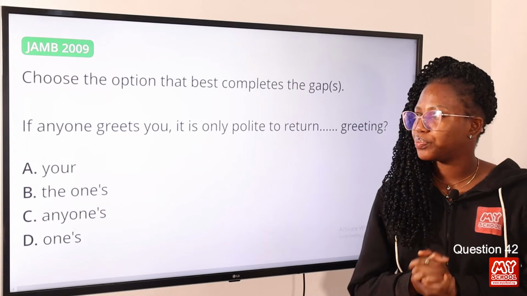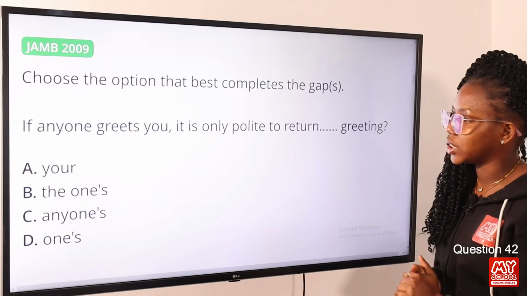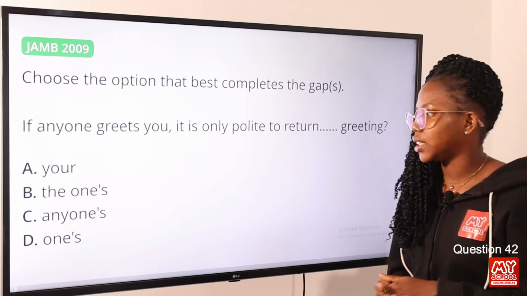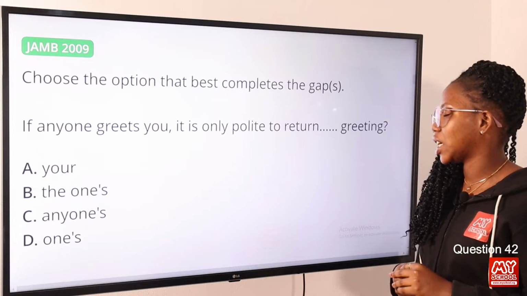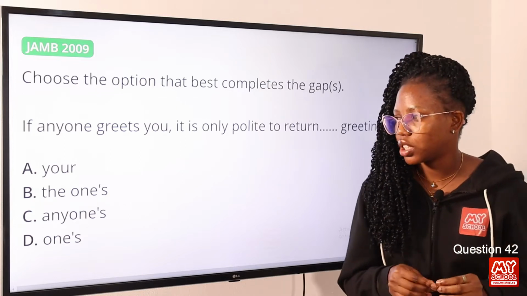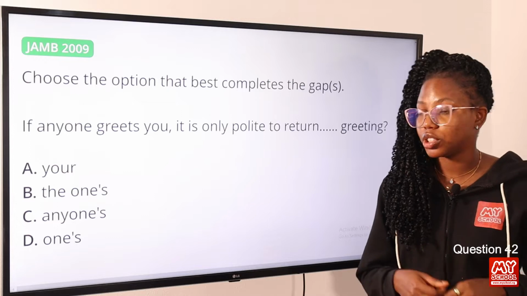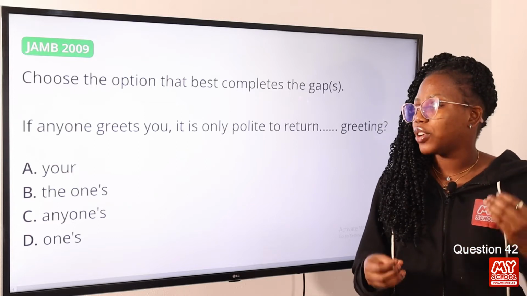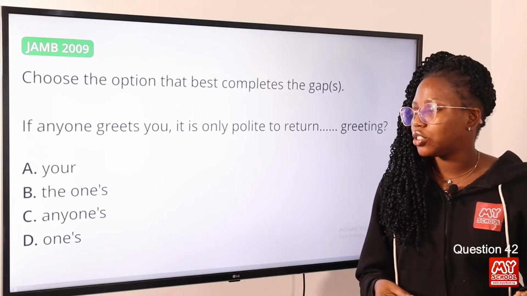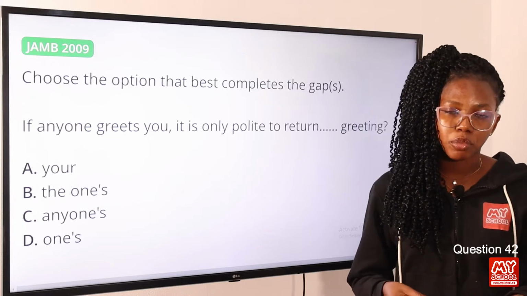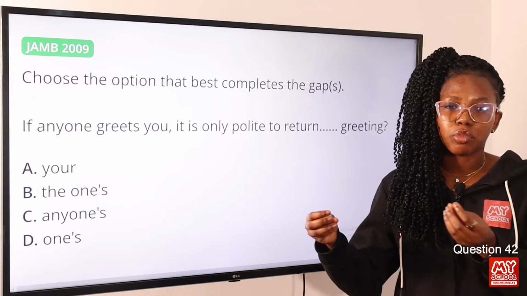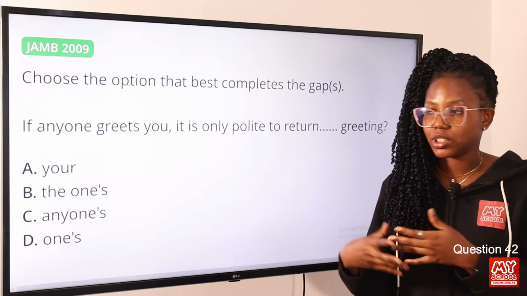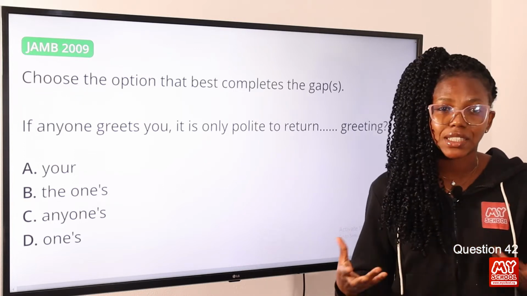Question 42. Choose the option that best completes the gap. If anyone greets you, it is only polite to return dash greeting. Option A, your. Option B, the ones. Option C, anyone's. Option D, one's. Now, first and foremost, it is important to note that your answer should be in possessive form, because it has to do with somebody's greeting. So it has to be possessive in nature. So we have to consider option B, C, and D.